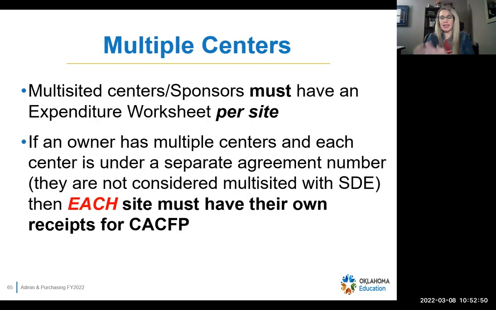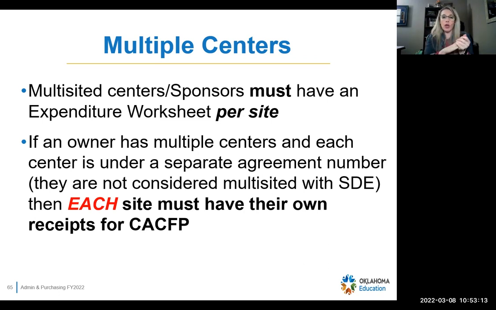Okay, so here's the deal. If you have multiple sites, you do have to have one expenditure worksheet per site, because when we come out to do a review, we only look at a percentage of sites. So we'll only look at a percentage. But at school, again, if you have multiple sites where it's going to pull your OCAS, it's okay.